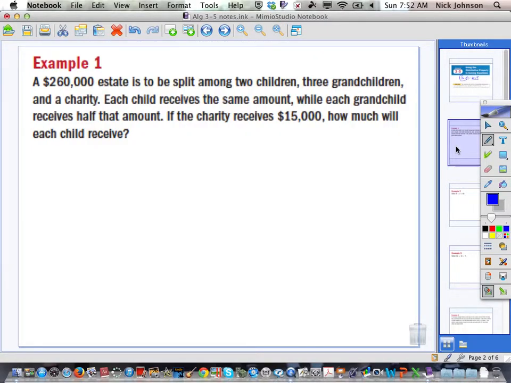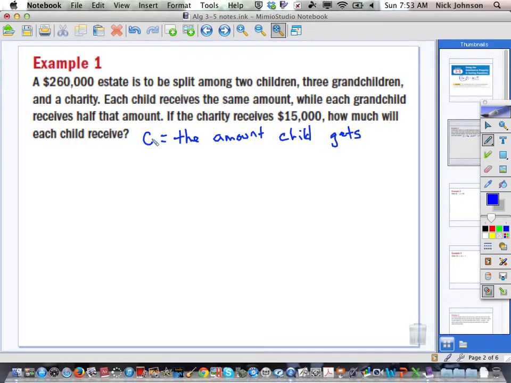Example 1 says, a $260,000 estate is to be split among 2 children, 3 grandchildren, and a charity. Each child receives the same amount, while each grandchild receives half of that amount. If the charity receives $15,000, how much will each child receive? Well, I'm going to let C equal the amount the child gets.